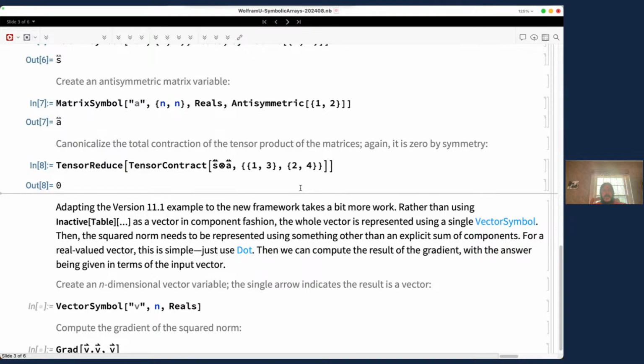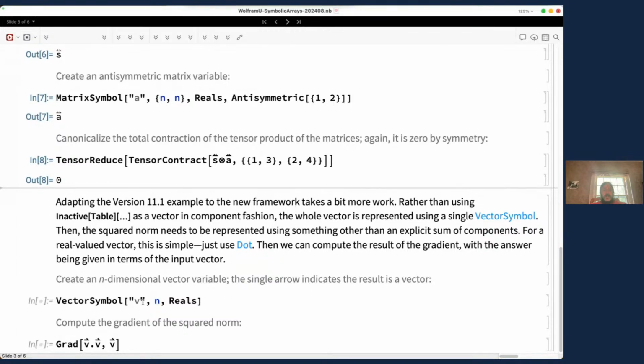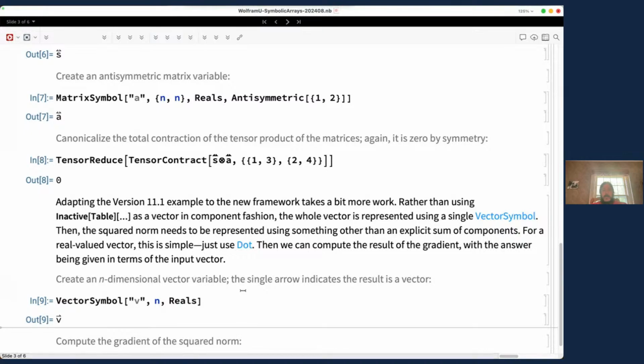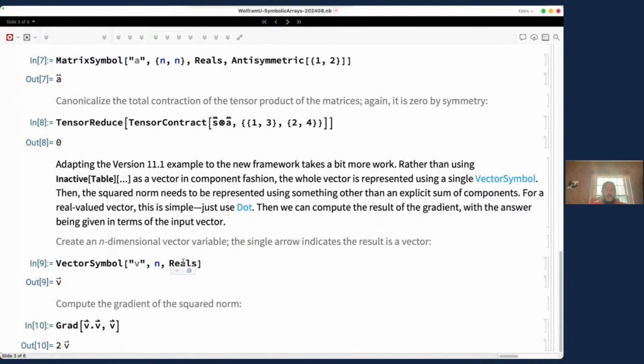Now, adapting the 11.1 example requires a little bit more work. I mean, the first obvious step is we are going to represent the whole thing using a vector symbol. So again, instead of saying V is an element of vectors, we just create a vector symbol named V in dimension n over the reals. Now we're going to have to represent the squared norm using this vector symbol rather than in components. Well, that's pretty simple. That's just v dot v. And now we can compute the gradient of that with respect to v. And lo and behold, we get 2v. And again, that's in dimension n.